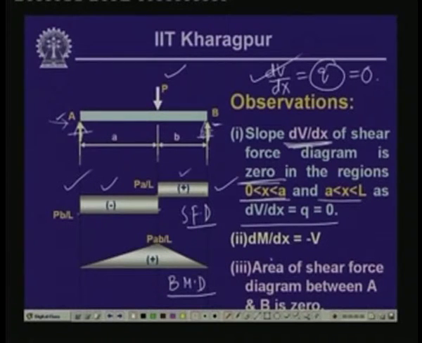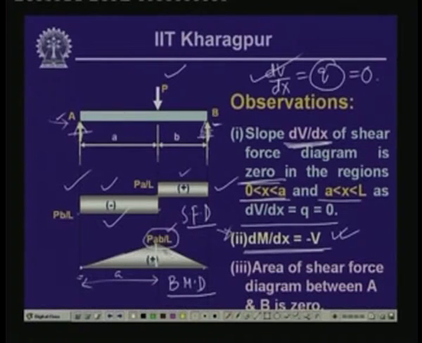Now, as you have seen, dM/dx is equal to minus V, this is the expression which we have derived. At this particular point in the bending moment diagram, we have the magnitude equal to Pab/L, and at this point the bending moment value is equal to 0. So the slope here, dM/dx, is equal to this moment minus this moment divided by this length a. So Pab/L minus 0, divided by a, gives us Pb/L, and negative of Pb/L is the shear force at this particular location. So this equation again matches diagrammatically, and so it does on this particular part.